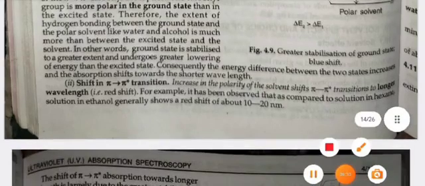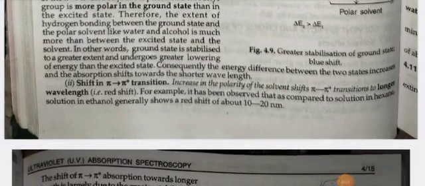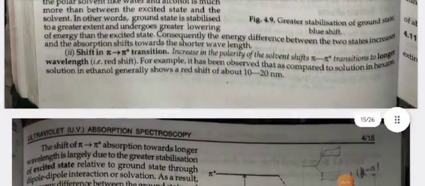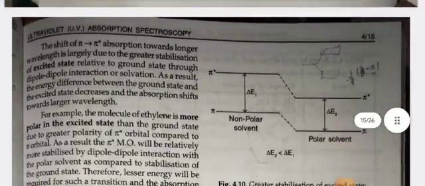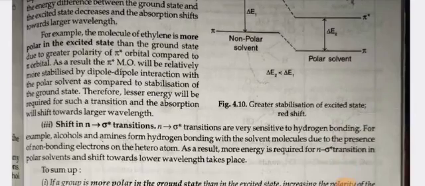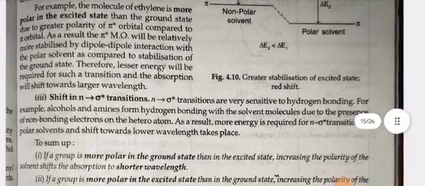Second is shift in pi to pi star transition. Increase in the polarity of the solvent shifts the pi to pi star transition to a longer wavelength. For example, it has been observed that as compared to the solution in hexane, the solution in ethanol generally shows a red shift of about 10 to 20 nanometer. For example, the molecule of ethylene is more polar in the excited state than the ground state due to greater polarity of the pi star orbital compared to the pi orbital. As a result, the pi star molecular orbital will be relatively more stabilized by dipole-dipole interaction with the polar solvent as compared to stabilization of the ground state. Therefore, lesser energy will be required for such a transition, and the absorption will shift towards longer wavelength.